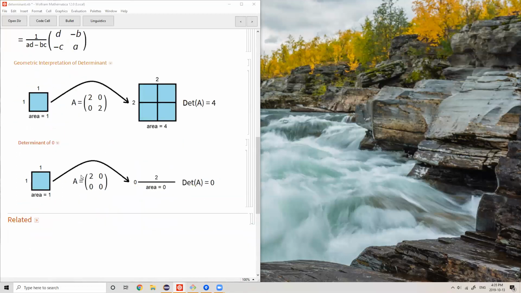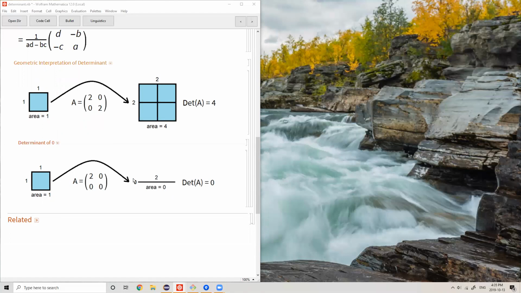Now consider this matrix, which scales 1 unit of area to 0 units of area, because it smushes the area to a line that has height 0. Because we've reduced the area from 1 to 0, the scaling factor, i.e. the determinant, is 0. This tells us that the matrix is not invertible because we've lost dimensionality.